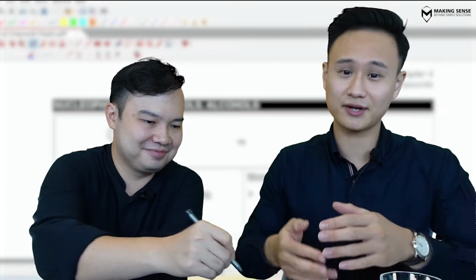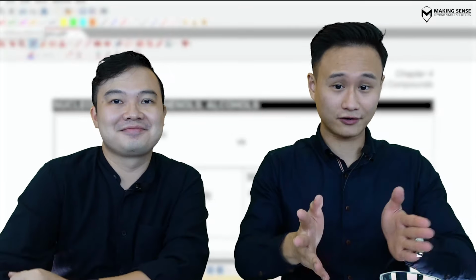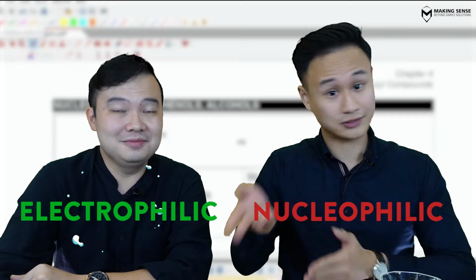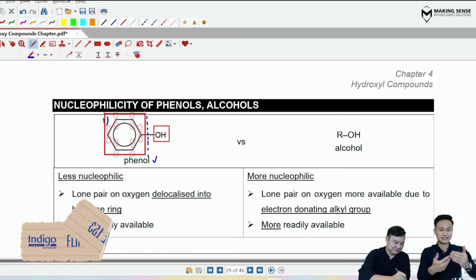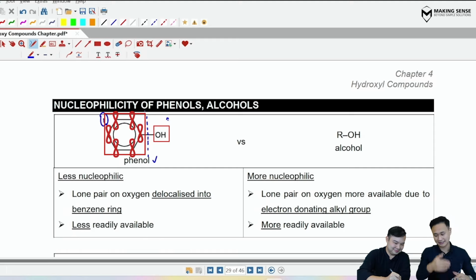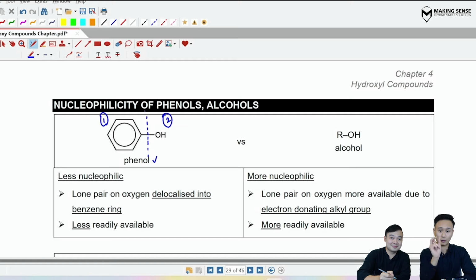But as usual, again, we have to talk about whether phenols are nucleophilic or electrophilic. Okay, so let's go in. Now, phenols is a little bit tricky. You have two nucleophilic regions here. One on the left, the pi electron system on the benzene. We have seen that in arenes, electron rich. And again, the lone pair on the oxygen on the hydroxyl group on the right.